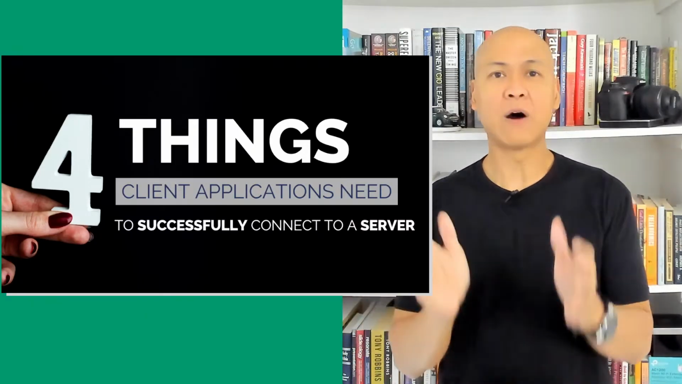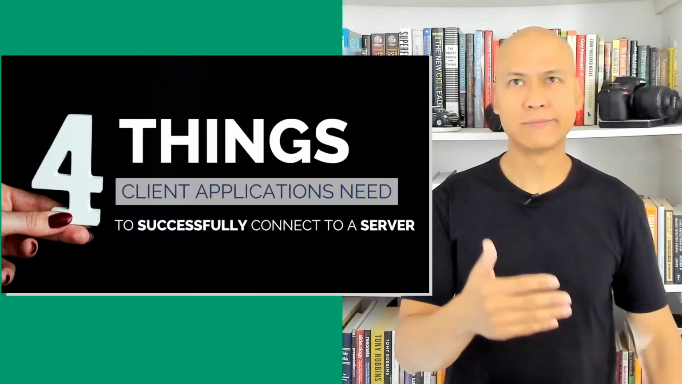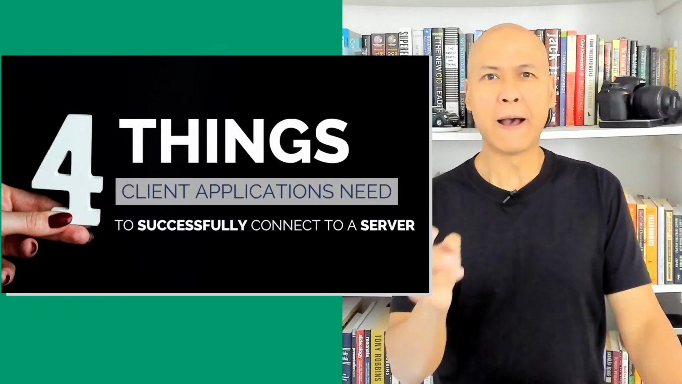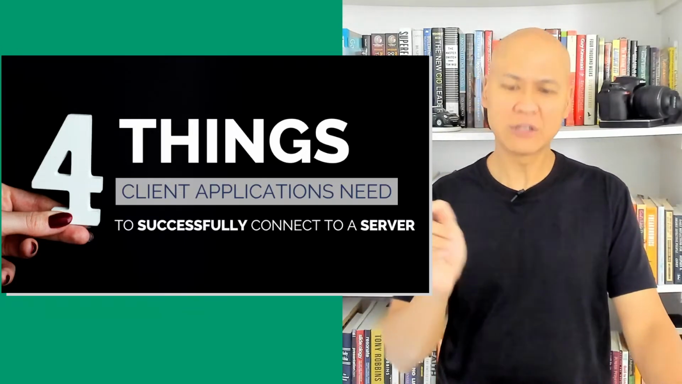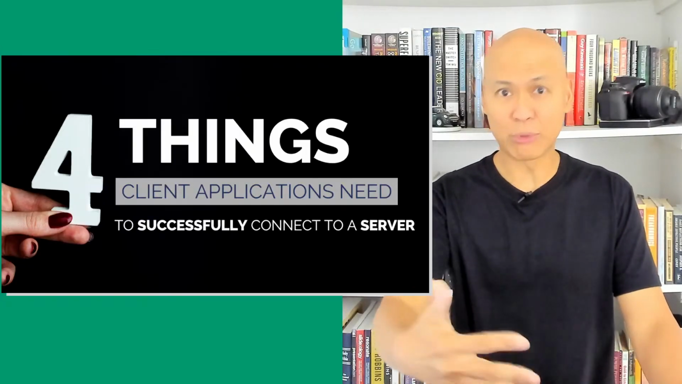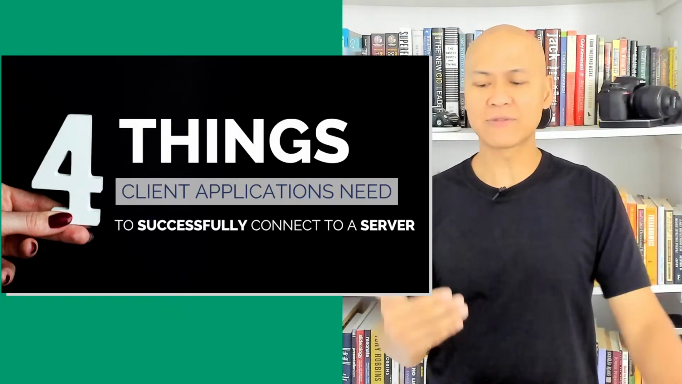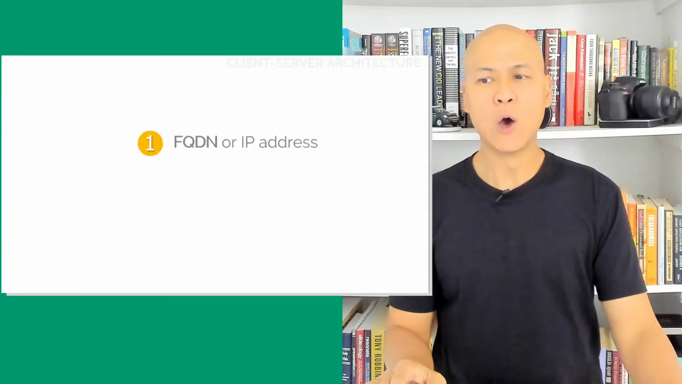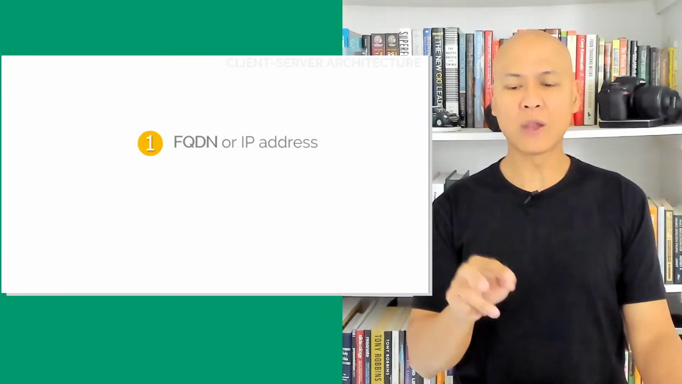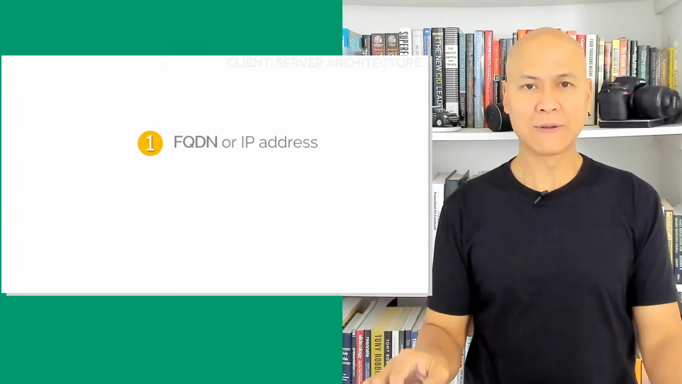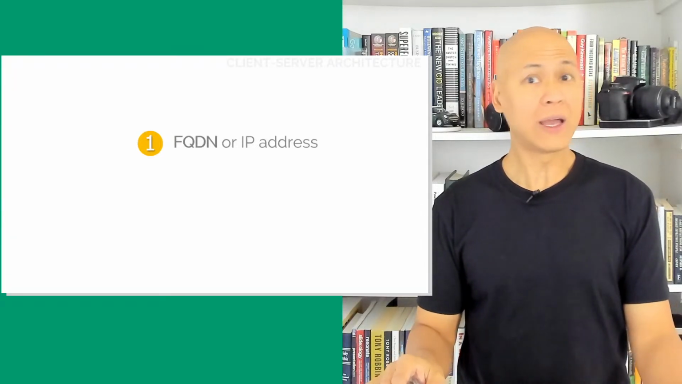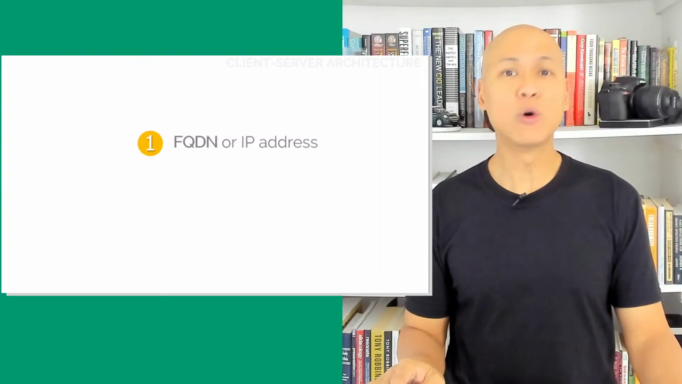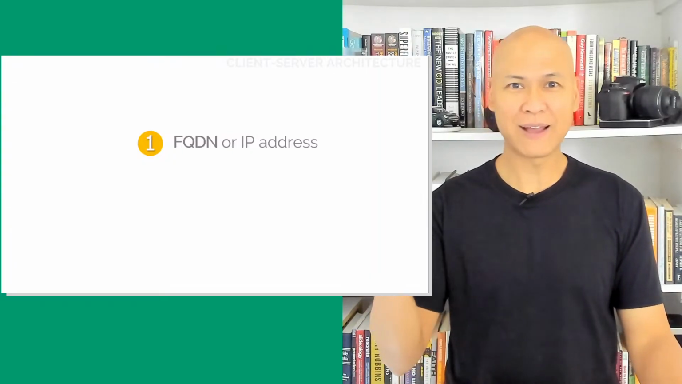Okay? Because there are 4 things, or I forgot, 404 error, because there are 4 things that the client applications need. In that case, the browser client applications need to successfully connect to a server. What are those? The first one is the FQDN or IP address, the fully qualified domain name or IP address. Okay, I don't like memorizing numbers, and I'm pretty sure nobody knows at the back of their head.